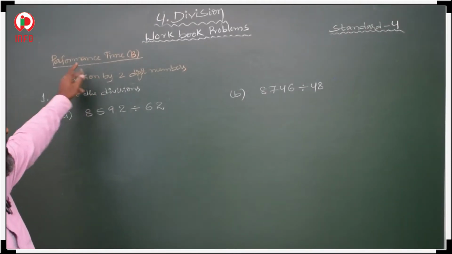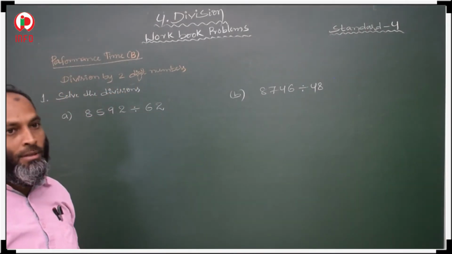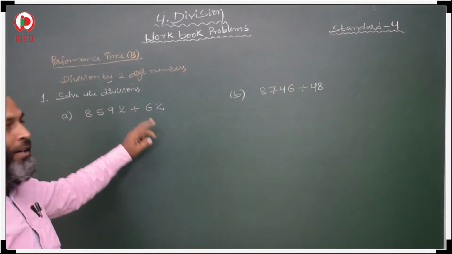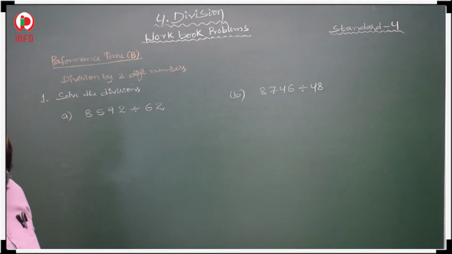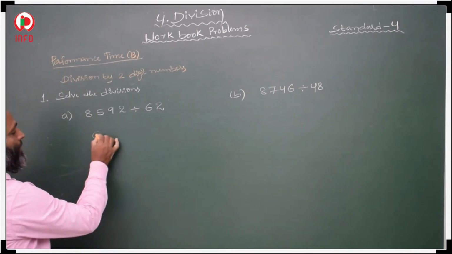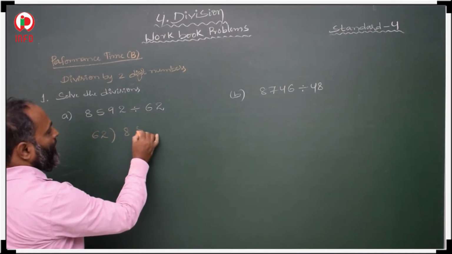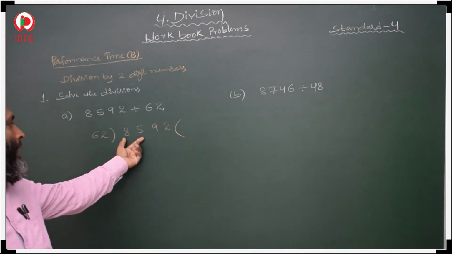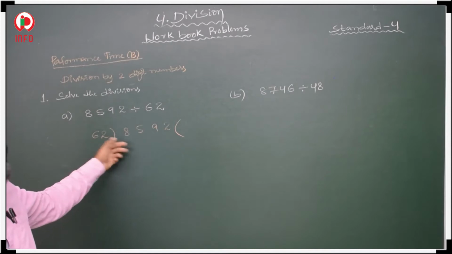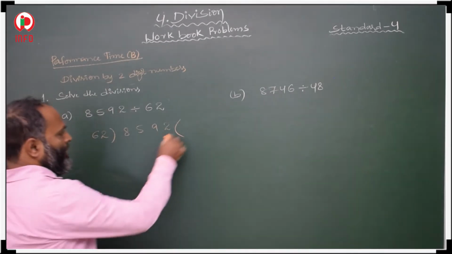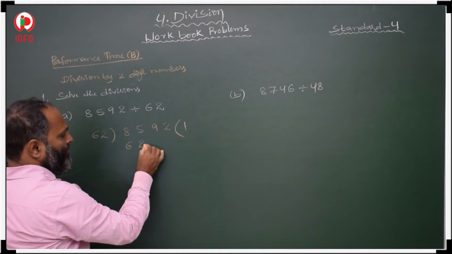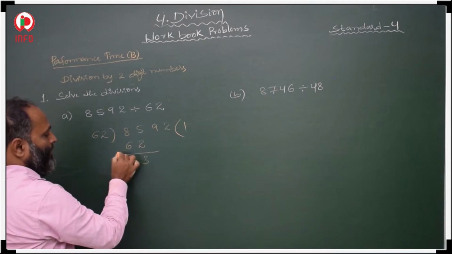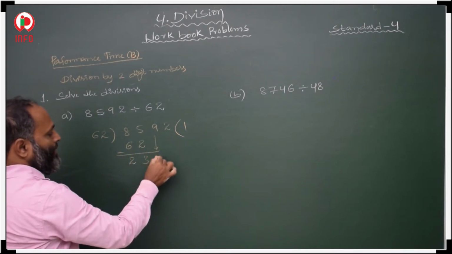Now performance time B. In this, division by 2-digit numbers, the first question is solve the divisions. 8595 divided by 62. So 62 divides 8595. First we have to take the starting 2 digits. 85 is greater than 62, no need to go for one more digit. 62 ones are 62. Then 5 minus 2 is 3. 8 minus 6 is 2. Now we take the next place, that is 9.